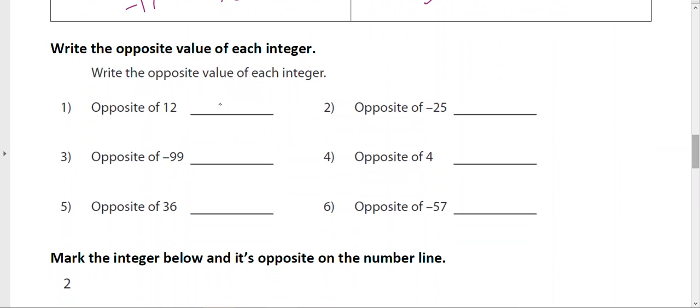So the opposite of 12 would be -12. The opposite of -25 would be +25. The opposite of -99 would be +99. The opposite of 4 would be -4. The opposite of 36 would be -36. And the opposite of -57 would be +57.